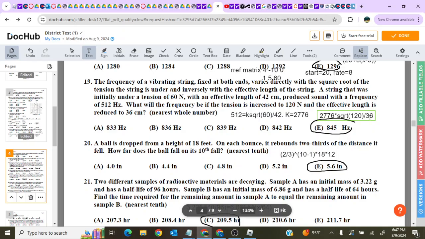A ball is dropped from 18 feet. On each bounce, it rebounds 2/3 of the distance it fell. How far does the ball bounce on its 10th fall?